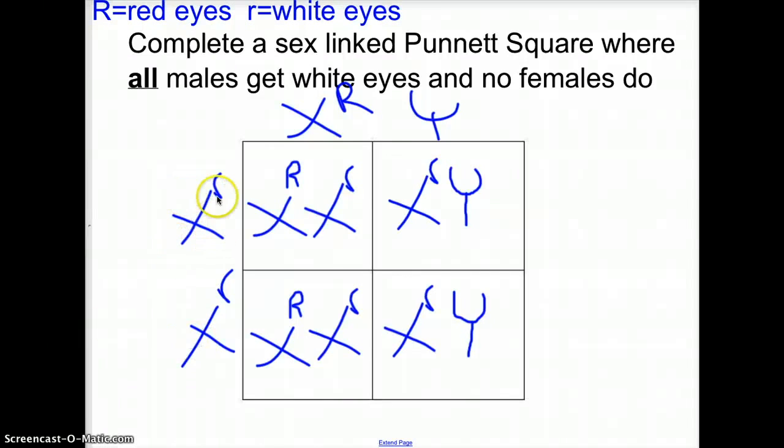But if the female was this genotype and the male was this genotype, if you look at this, 100% of the females would have red eyes. 100% of the males would have white eyes.